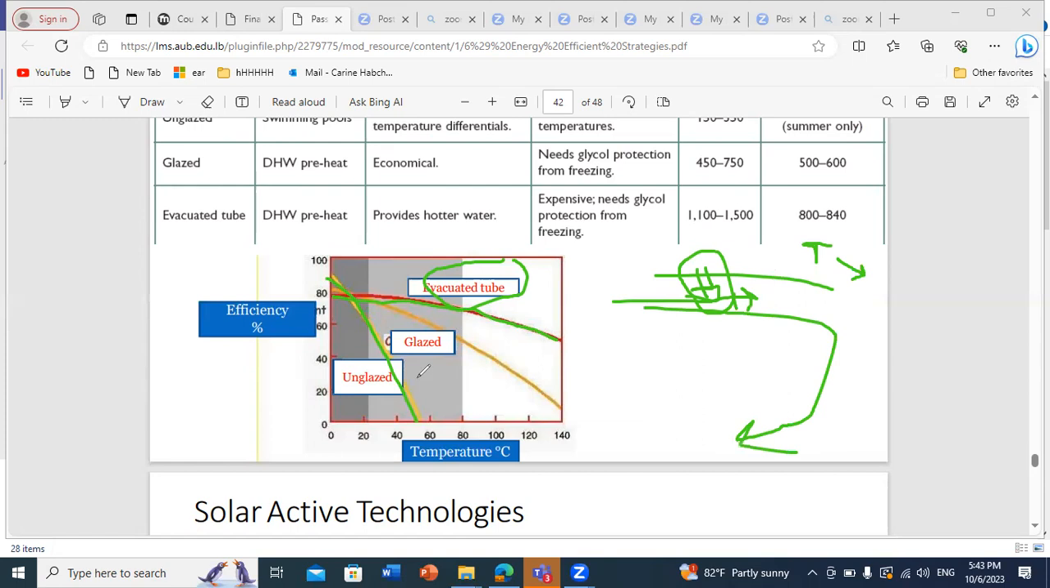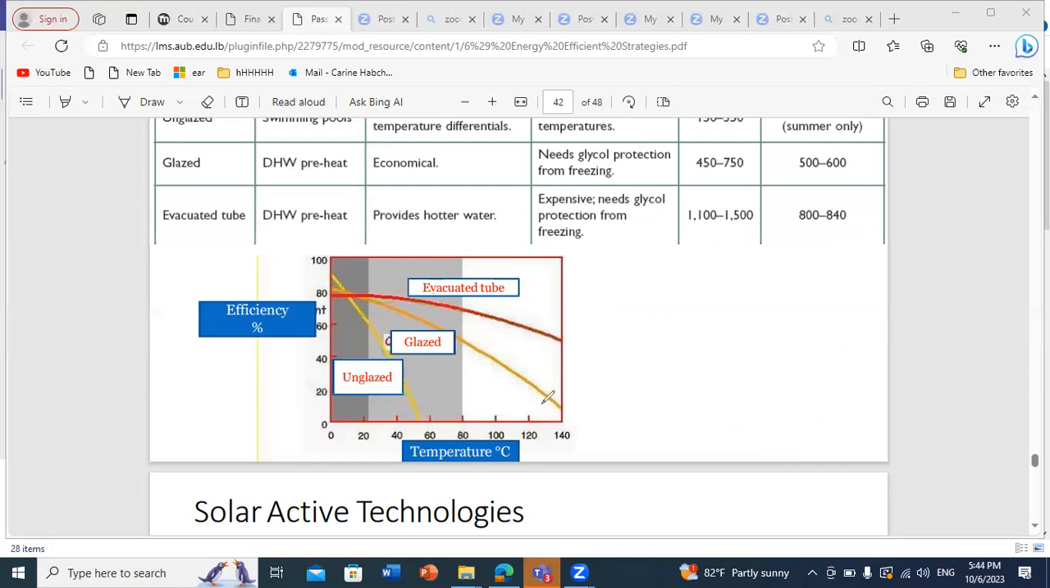But the limit here for unglazed types is 50 degrees, which is really small. So whenever you want to heat water to a larger extent, you cannot use the unglazed type. You need to go to glazed or evacuated tube. In extreme temperatures, where you want to heat up to 140 degrees, for example, you can see that evacuated tube will maintain a good efficiency larger than 50%, even for a temperature of 140 degrees. While if you want to use the glazed type for 140, the efficiency will drop significantly. So in any application where heating to a high temperature is required, you go to the evacuated tube option.